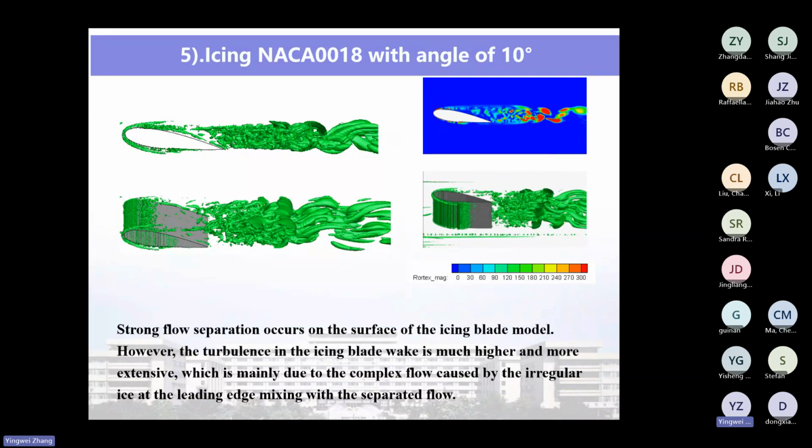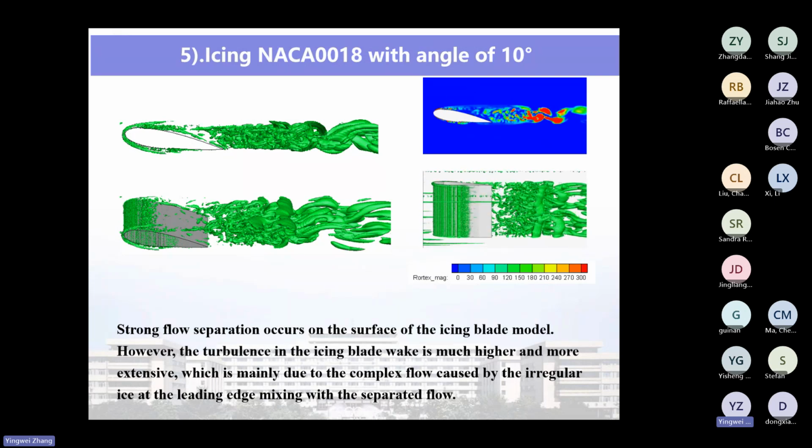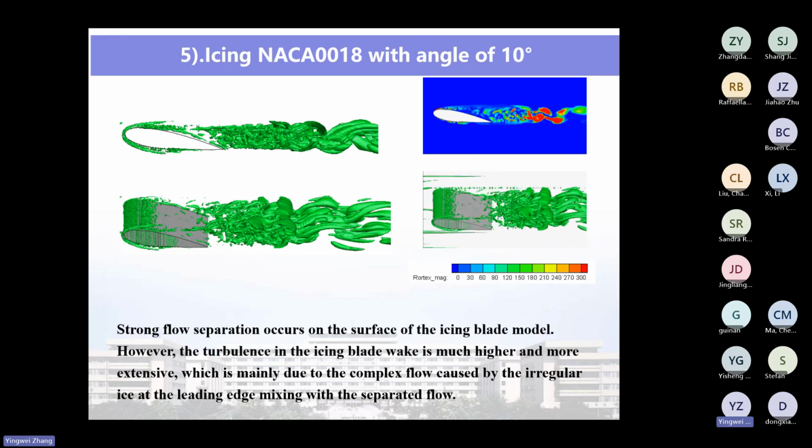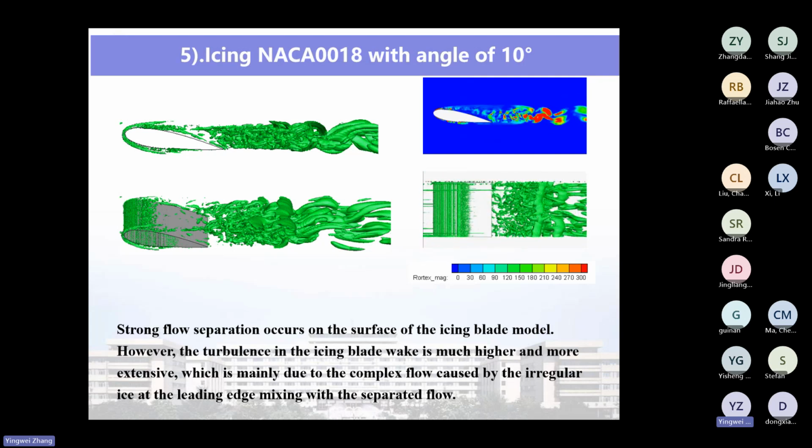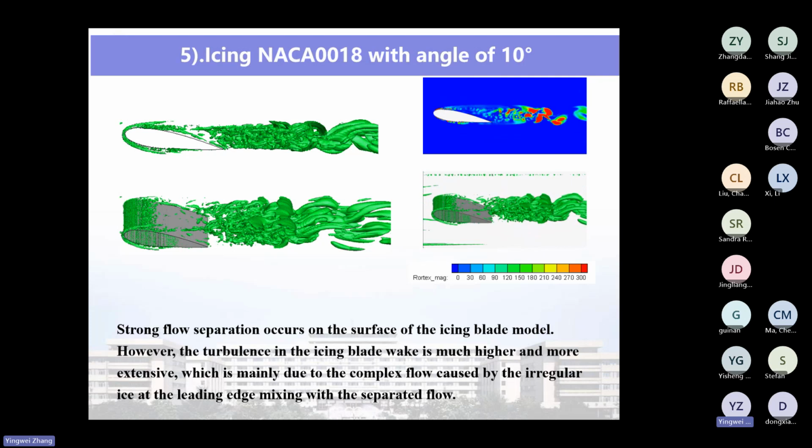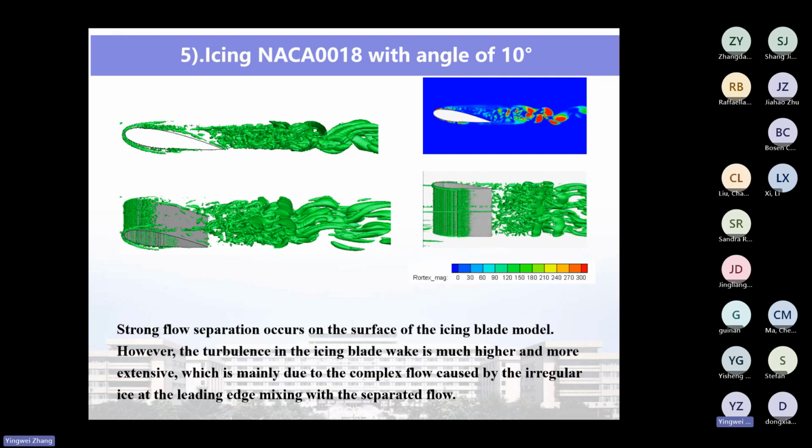Comparatively, similar to the case of a clean NACA 018FL, a strong flow separation occurs on the surface of the icing blade model. However, the turbulence in the icing blade wake is much higher and more extensive, which is mainly due to the complex flow caused by the irregular ice at the leading edge mixing with the separated flow. The more disorganized flow in the wake can be seen more clearly in the flow field of different cross sections.